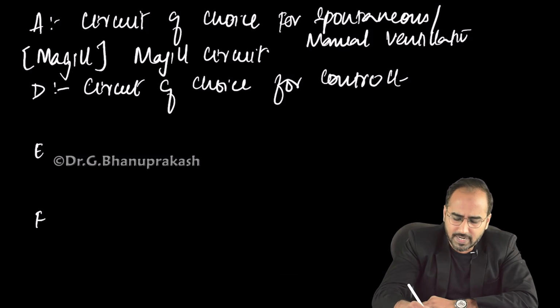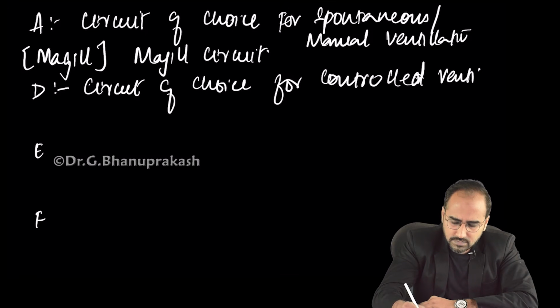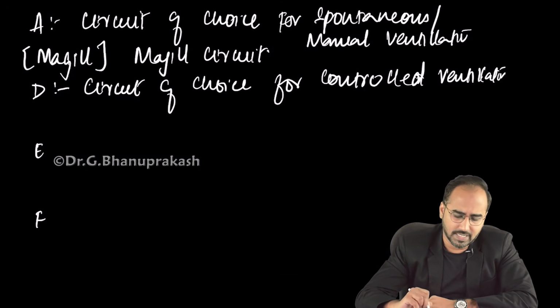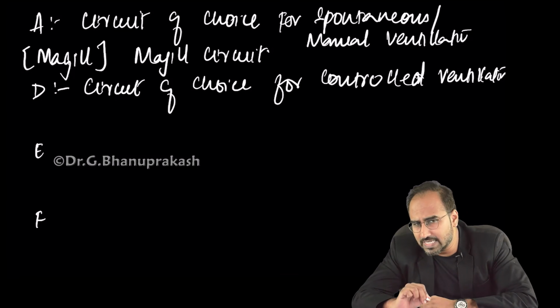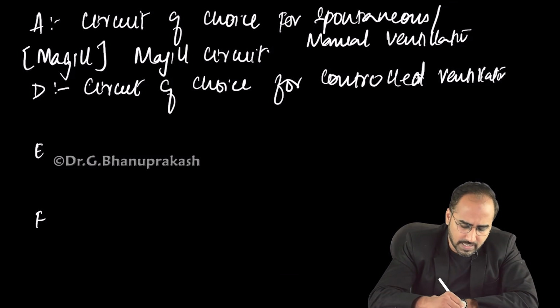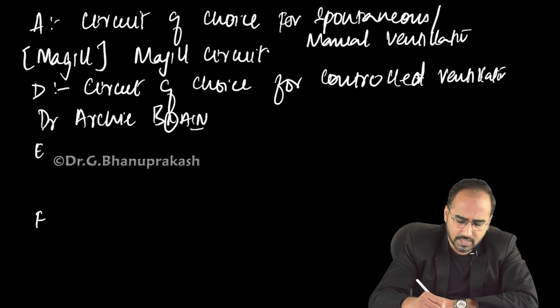Mapleson D circuit is a circuit of choice for what ventilation, guys? The ventilation given through a ventilator is called controlled ventilation. So Mapleson D is a circuit of choice for controlled ventilation. But again, this circuit was also having some problems which were modified by a guy called Bain. Dr. Archie Bain. Even though R is silent, you just remember B-A-I-N, Bain. Dr. Archie Bain modified it. Hence, it is also called Bain circuit.